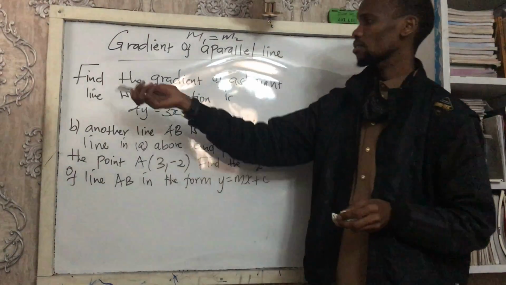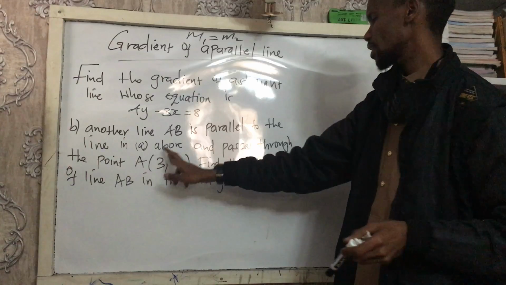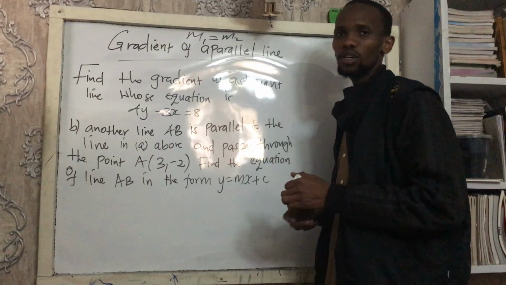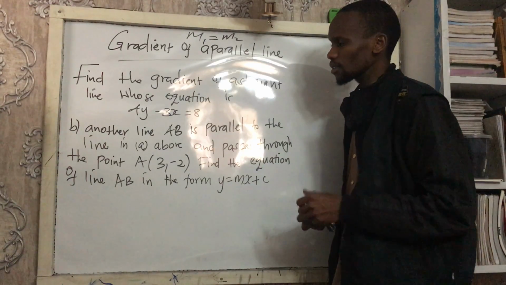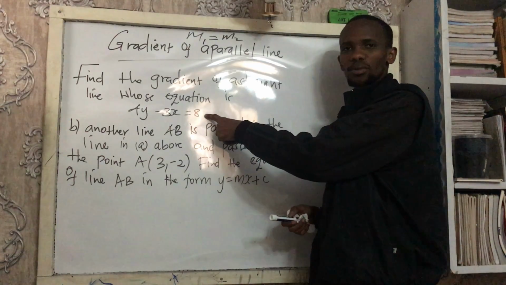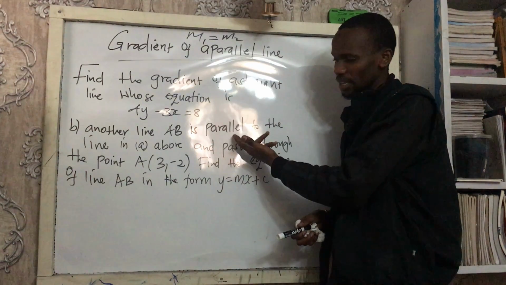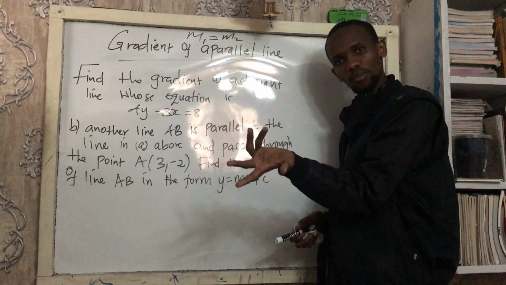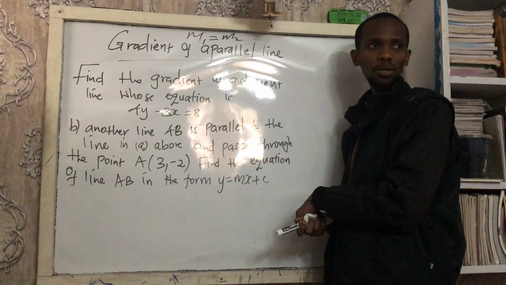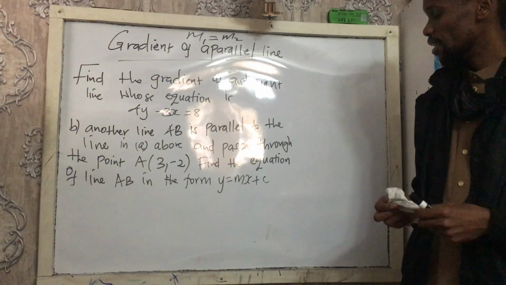So I'll repeat the question. Find the gradient of a straight line whose equation is this. Another line AB is parallel to the line in A above and passes through the point A(3, -2). Find the equation of the line AB in the form y equals mx plus c. Now, maybe I give you the hint. Najib, you already know the hint, right? To get this gradient, we write the equation in the form y equals mx plus c. And then, m1 is equal to m2, right? And we have one point. You remember I taught you how to get a gradient from one point.